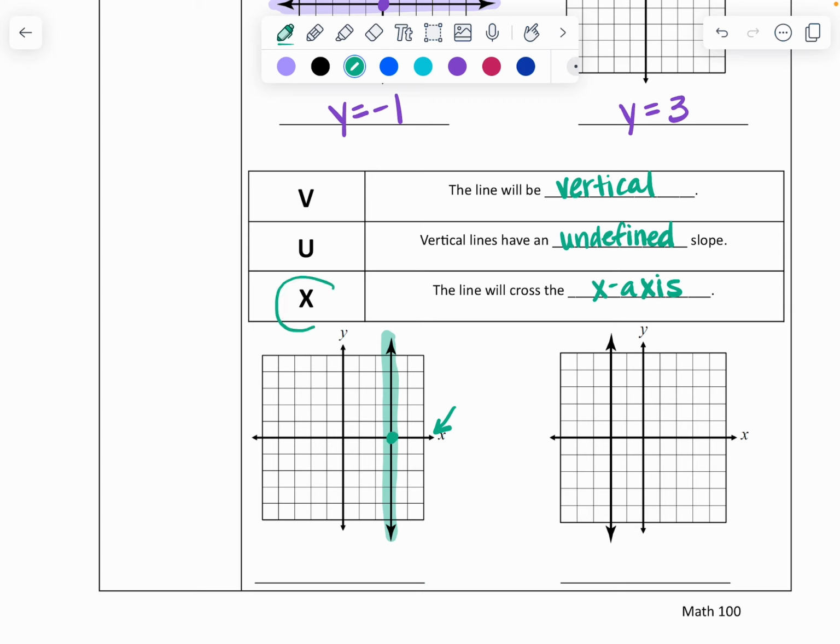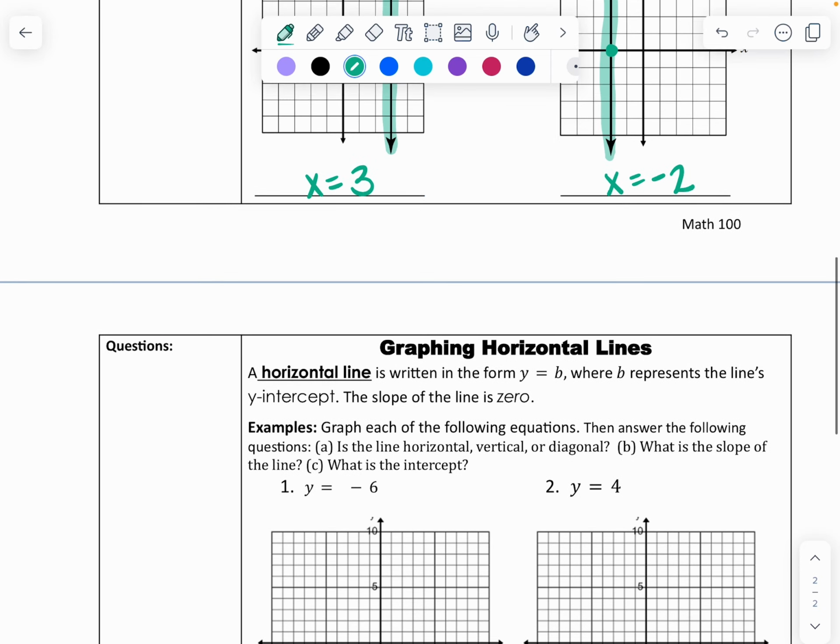So my equation will always start with x for a vertical line. X equals 3. The next graph has a line that crosses the x-axis at -2. So the equation of this line is x equals -2. So let's practice graphing these lines from an equation.